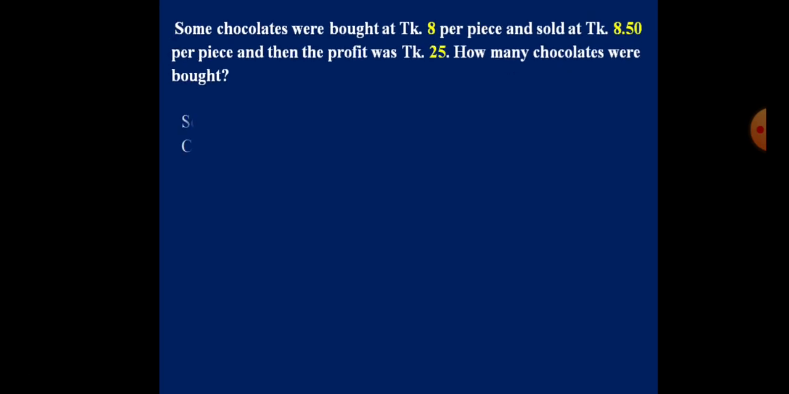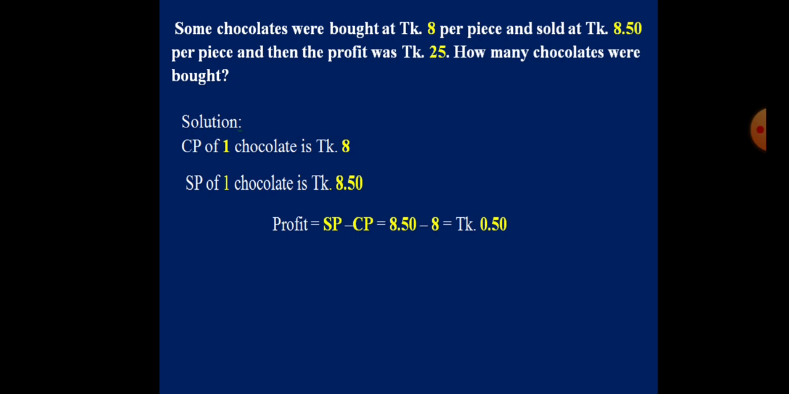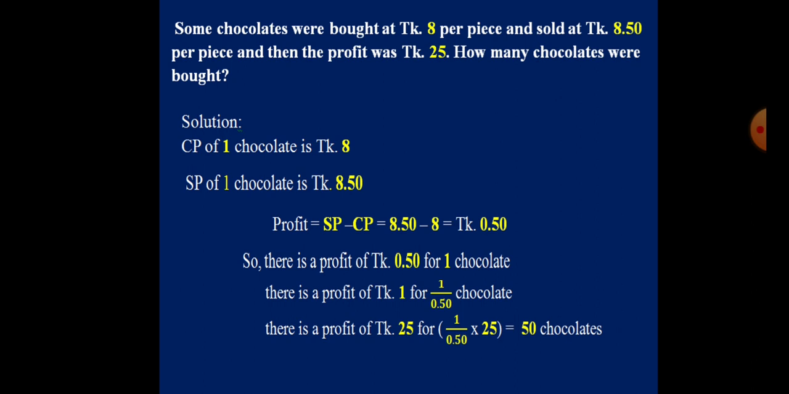This is very simple. The cost price of one chocolate is taka 8 and the selling price of one chocolate is taka 8.50. Here the profit, selling price minus cost price, is taka 0.50. There is a profit of taka 0.50 for one chocolate, as you all know. So profit of taka 1 for 1 by 0.50 chocolate, and profit of taka 25 for 1 by 0.50 times 25, equal to 50.